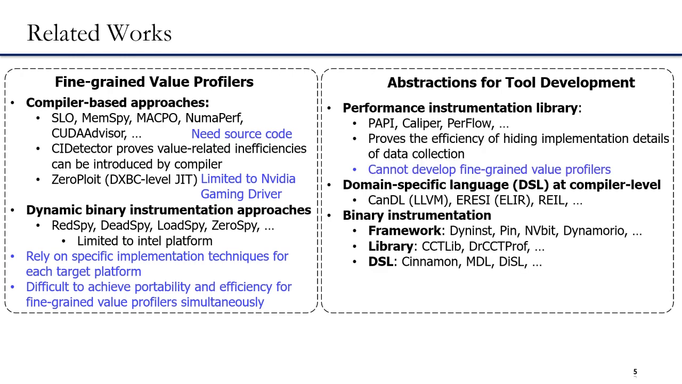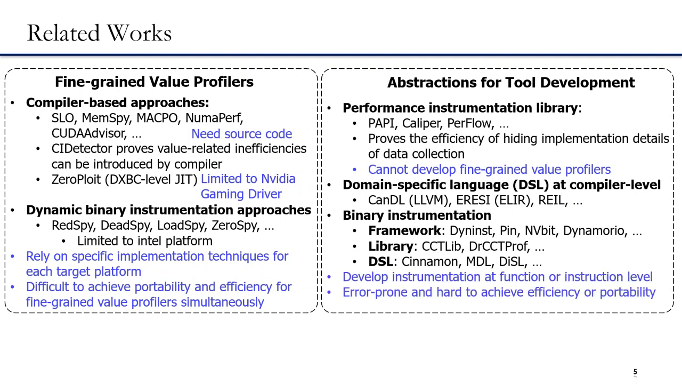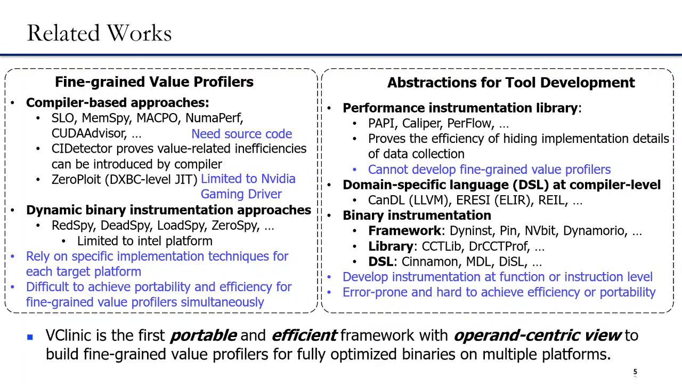The existing abstractions for tool development include performance instrumentation libraries, compiler-level DSLs, and binary instrumentation frameworks. However, they need developers to write instrumentation at the function or instruction level. The development is also error-prone and hard to make both efficient and portable. In contrast, VClinic is the first portable and efficient framework with an operand-centric view to build fine-grained value profilers for fully optimized binaries on multiple platforms.